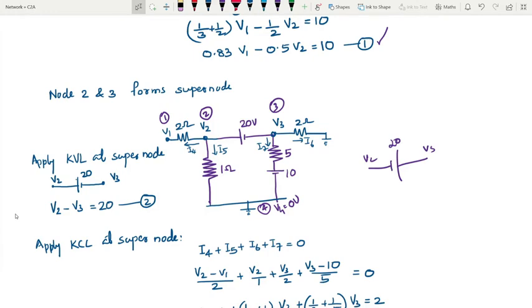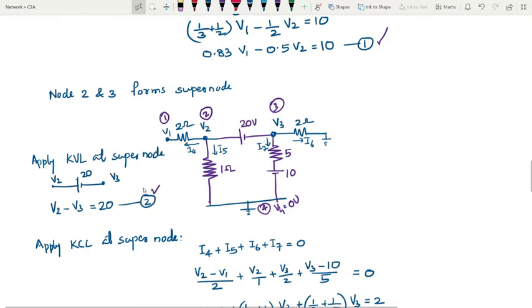Suppose in this case V2 minus V3 is equal to minus 20. So this type of situation may come. Please remember this concept. When we are applying KVL at the super node, we can write down this equation: V2 minus V3 is equal to 20. Let it be equation number 2.